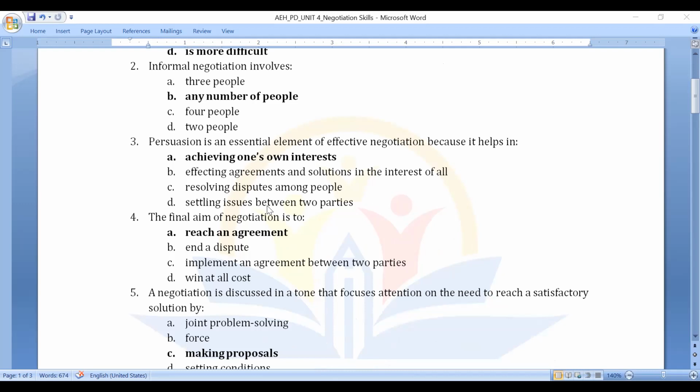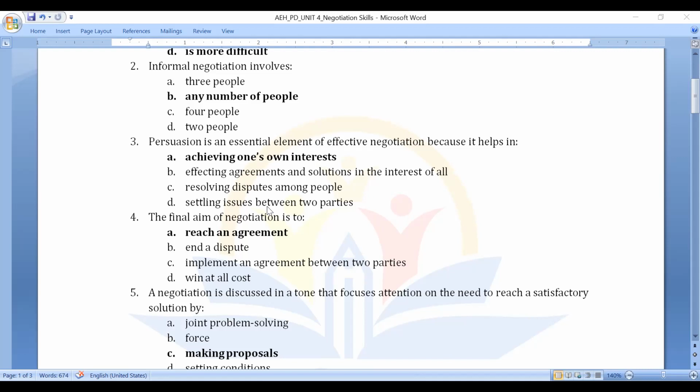Persuasion is an essential element of effective negotiation because it helps in what? How can persuasion be helpful in effective negotiation? It is helpful in achieving one's own interest. If I am persuading someone, it is for my own benefit.